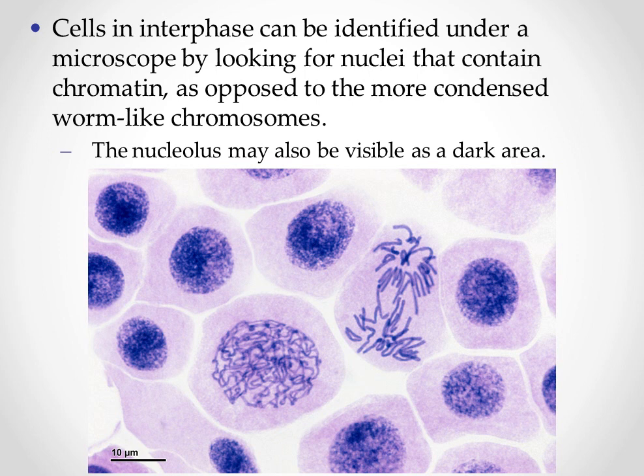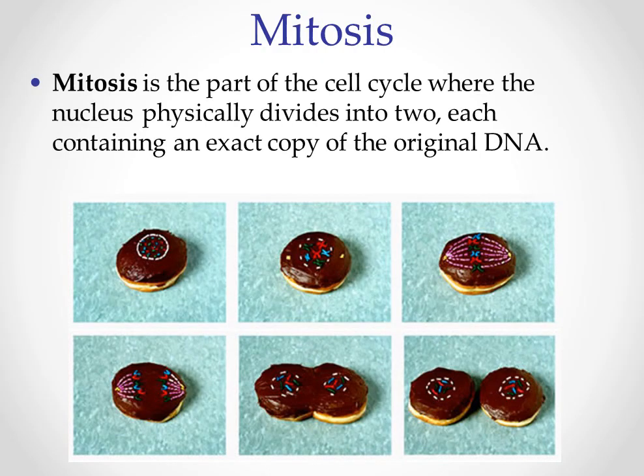Now, interphase. Interphase is our very first phase of mitosis. Remember, with mitosis, we're making body cells. Mitosis is the part of the cell cycle where the nucleus actually physically divides. In order for this to happen, you're going to make an exact replica, or an exact copy, of the original DNA, or the parent DNA.